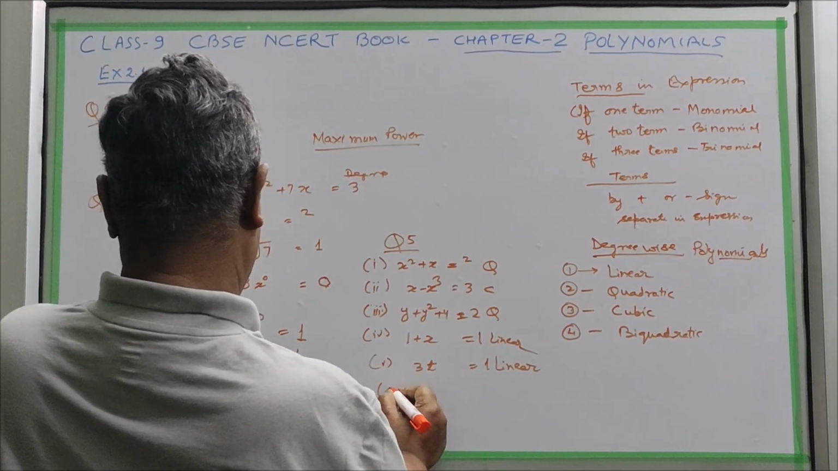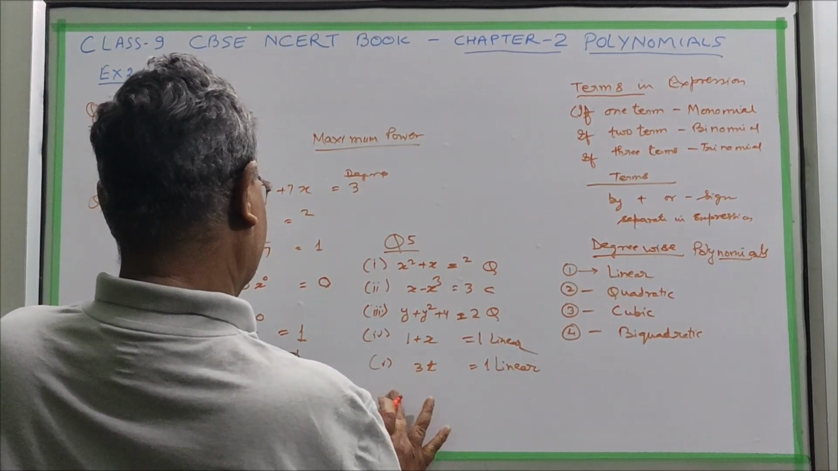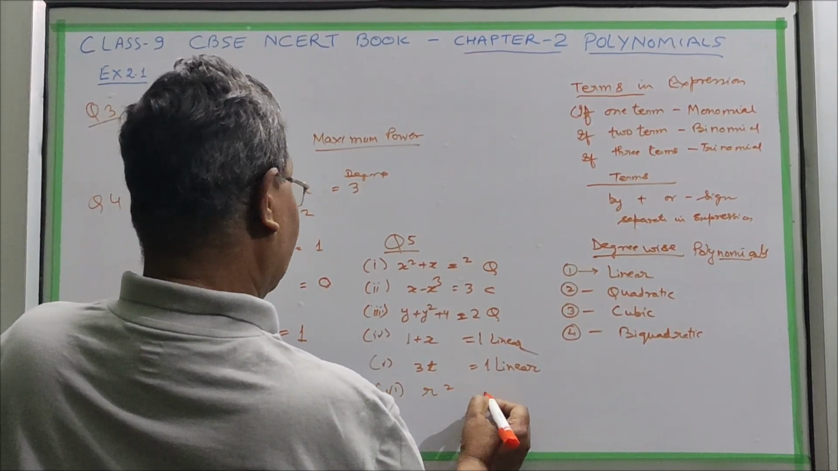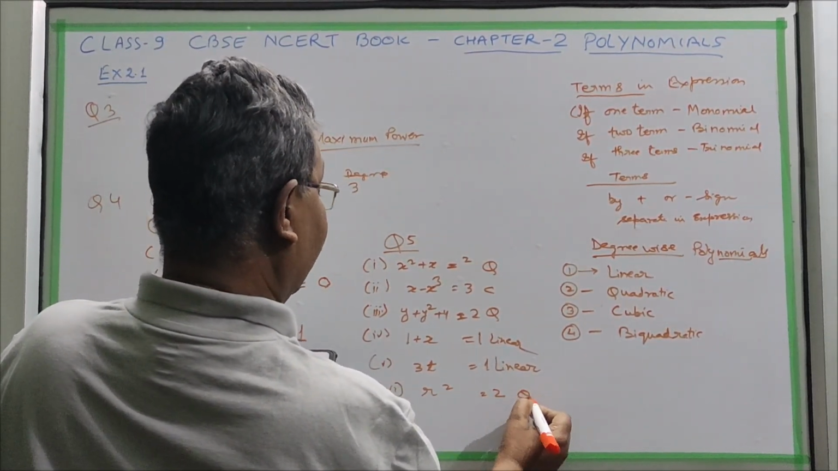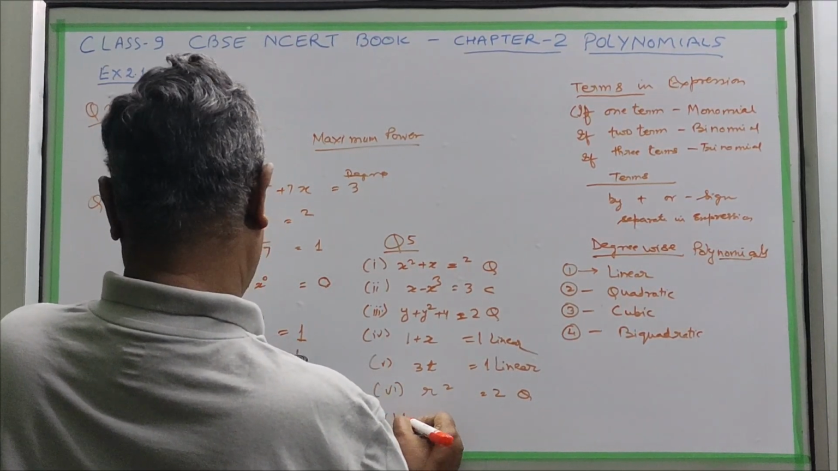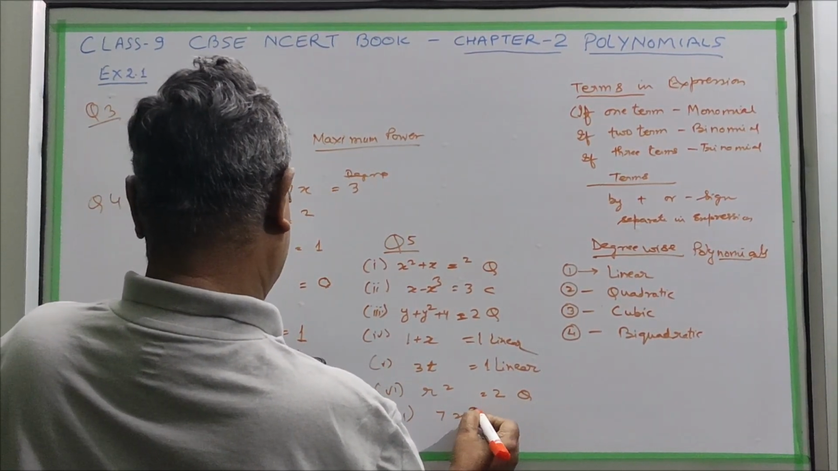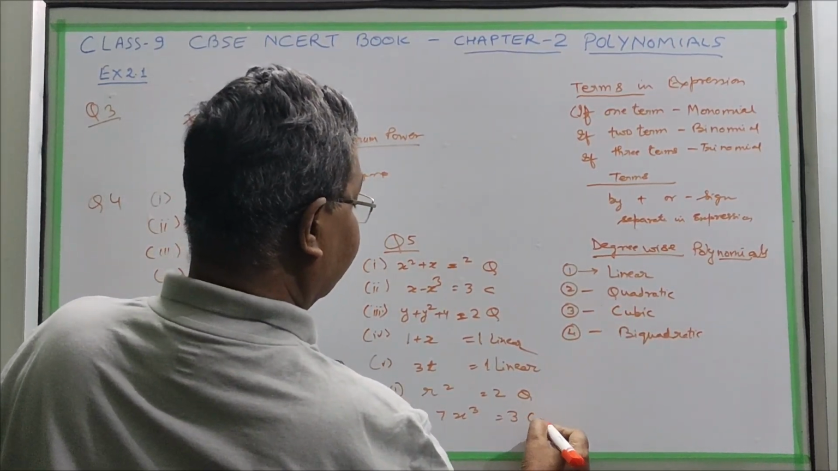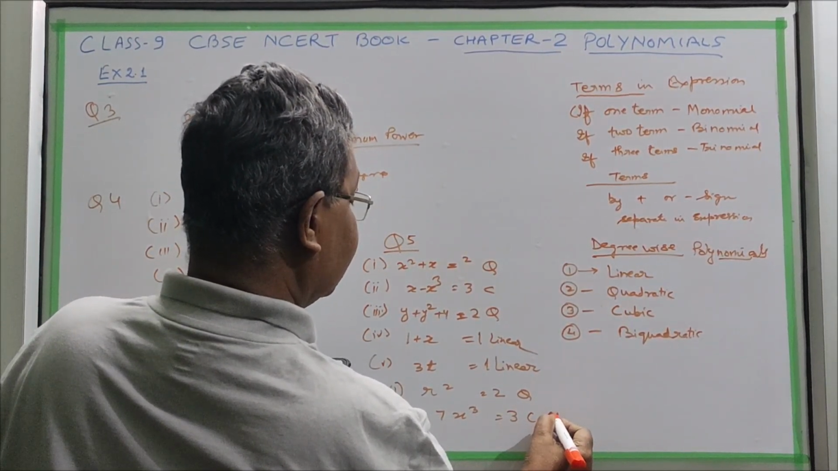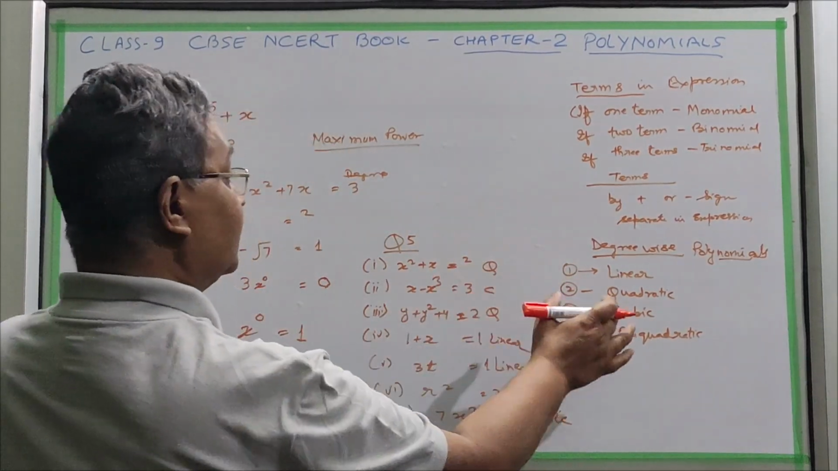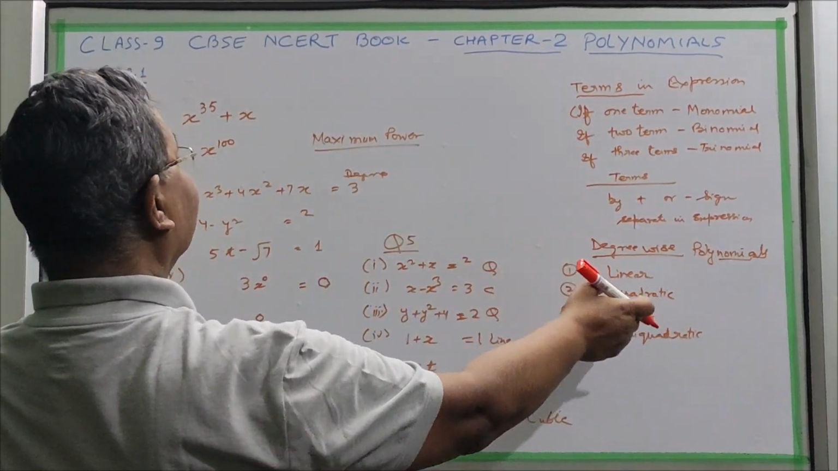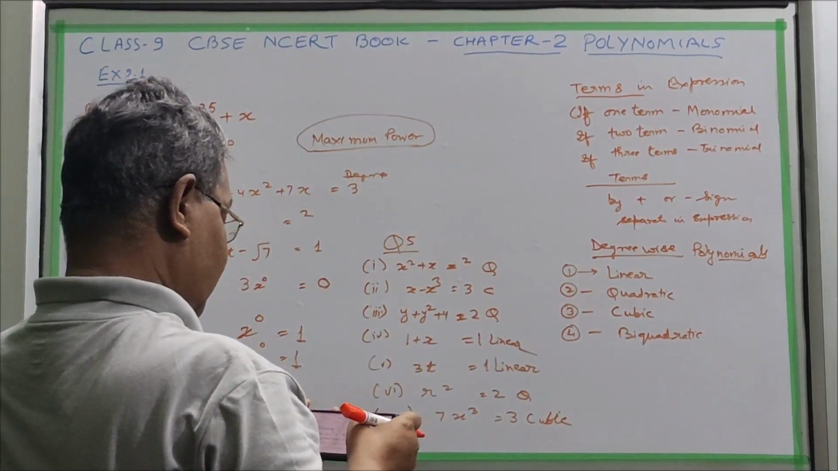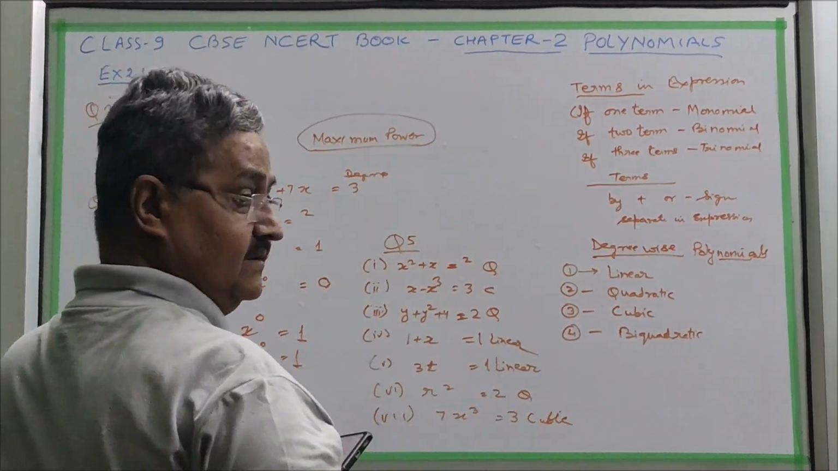Then your 6r^2, so the degree is 2, it is quadratic. 7x^3, the degree is 3, so it is cubic. So in this way you can sort term wise, degree wise, and the maximum power is the degree. Okay. Now we will go to the next exercise.